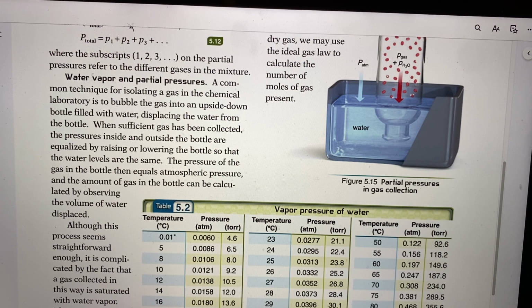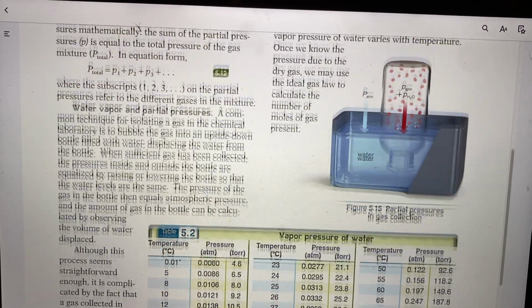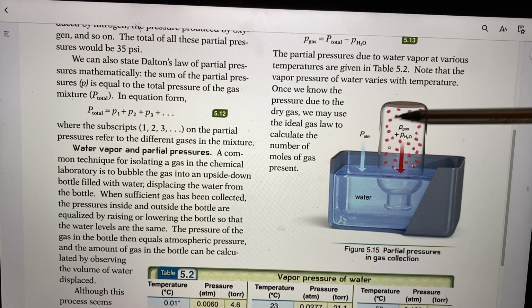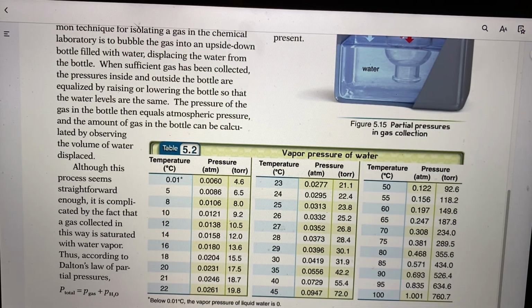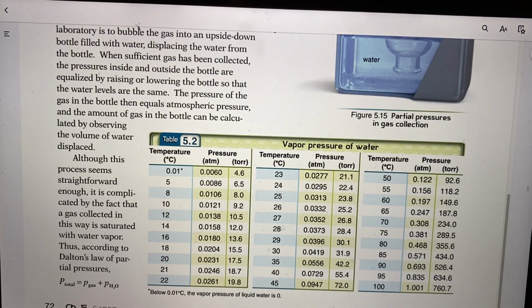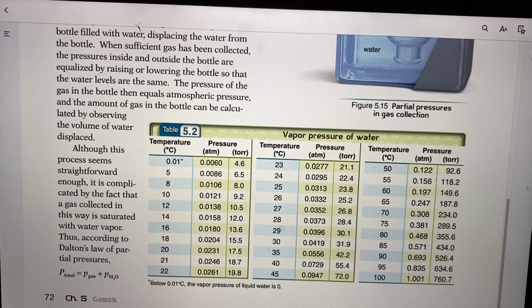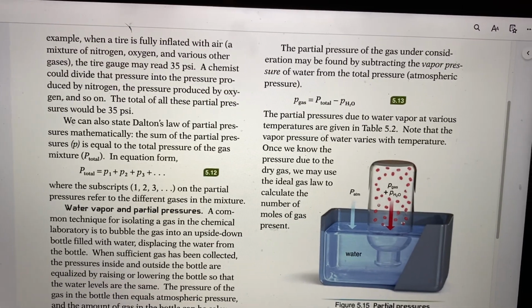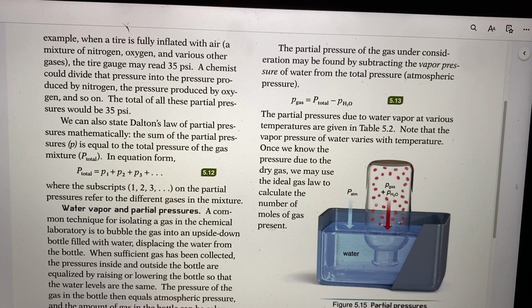Okay, so if we displace the water here, the water goes to the bottom, the gas comes up, so we're displacing and then we can calculate it, right? That seems very easy, but it's not so easy. You know why? This process seems straightforward enough, but it's complicated by the fact that a gas collected in this way is saturated with water vapor. Thus, according to Dalton's law of partial pressures, the pressure of the gas under the condition may be found by subtracting the vapor pressure of water. So we're going to have to subtract the vapor pressure, the partial pressure of water, to really get a dry gas. Because the water vapor is going to be a partial pressure.